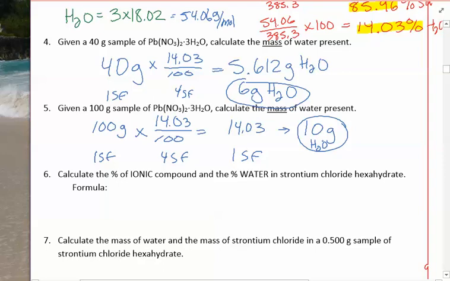Why don't you try the next two? We're calculating the percent ionic compound with strontium chloride hexahydrate. The formula here, strontium has a +2 charge, so it's going to be SrCl2 with our dot, hexa meaning 6, hydrate, which is just H2O. So calculate your percent ionic and water, and then calculate the mass of water in number 7.